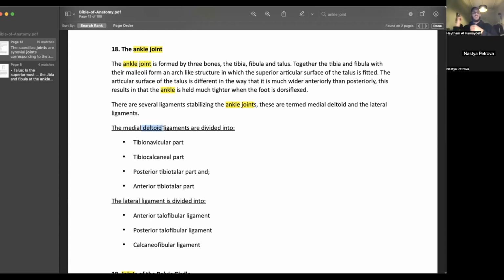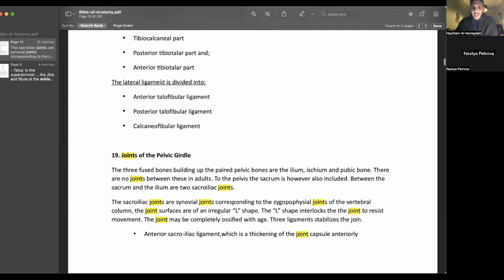Nice. Laterally? Laterally, anterior talofibular ligament, posterior talofibular ligament, and calcaneofibular. Amazing. We're done with this point. Do you feel good about it? Yes. Okay, that's the ankle joint.